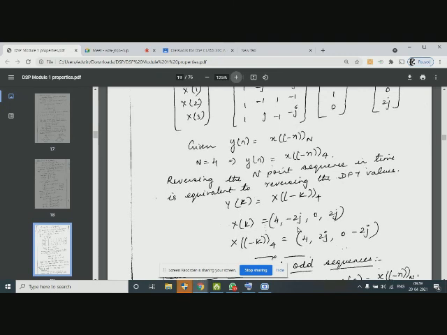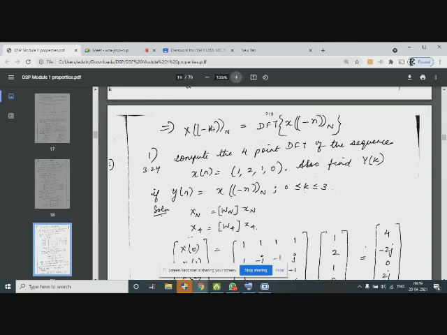You understood what I told, right? You prove this property: x of minus k is nothing but the DFT of x of minus n. X of minus n, how to get it? You got it, is it not? You got it or not? I'll show you or else. X of n, just a minute. X of n is 1, 2, 1, 0.